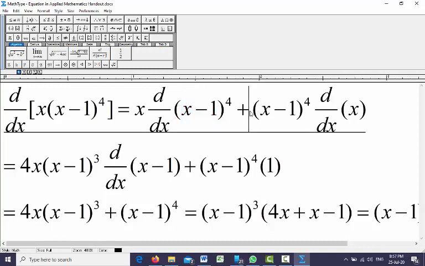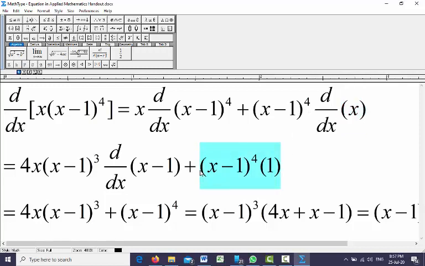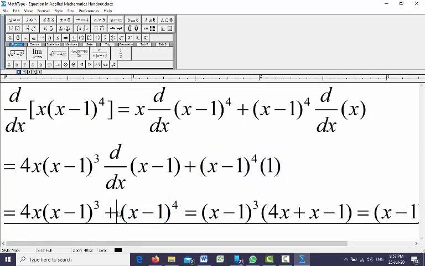Now this one is behind d by dx. We don't need to differentiate this one. We will differentiate only what we have in front of d by dx. In front of d by dx we have x here. If you differentiate x with respect to x, you get only 1. So 1 multiplied by x, that means 1. You don't need to write 1; you can just ignore it.